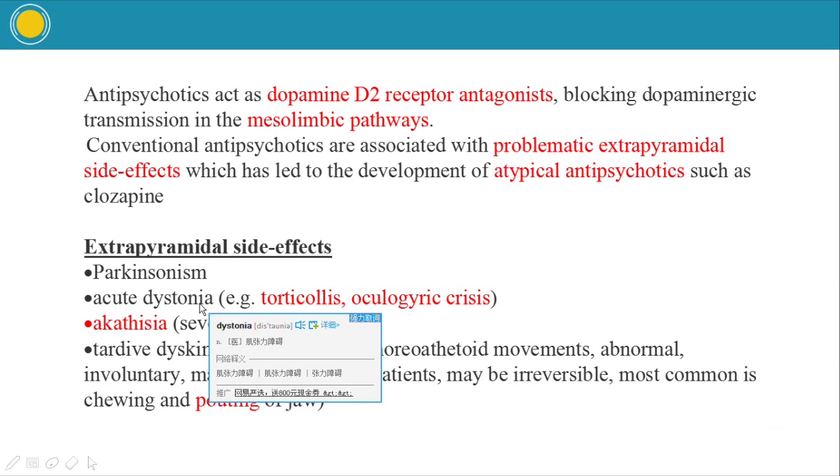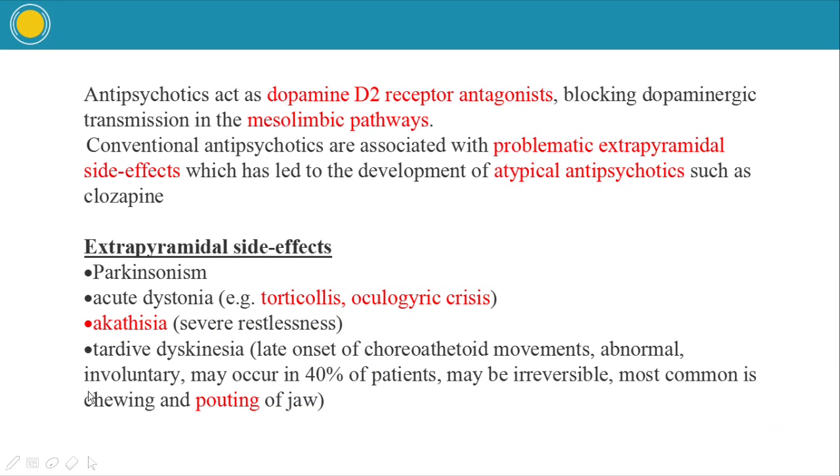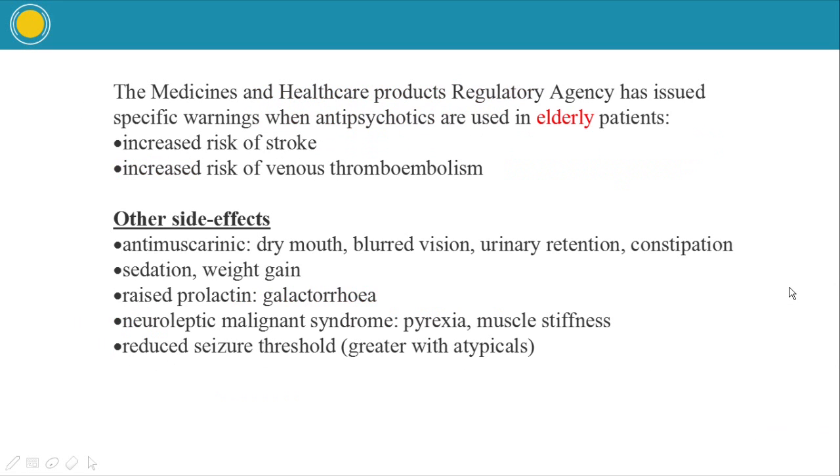Parkinsonism, acute dystonia, akathisia, tardive dyskinesia. And that's why we have specific warnings from the Medicines and Healthcare products Regulatory Agency in the UK. Warnings: when antipsychotics are used in elderly patients, there is an increased risk for both stroke and venous thromboembolism. So we have to be careful when we use antipsychotics in old patients.